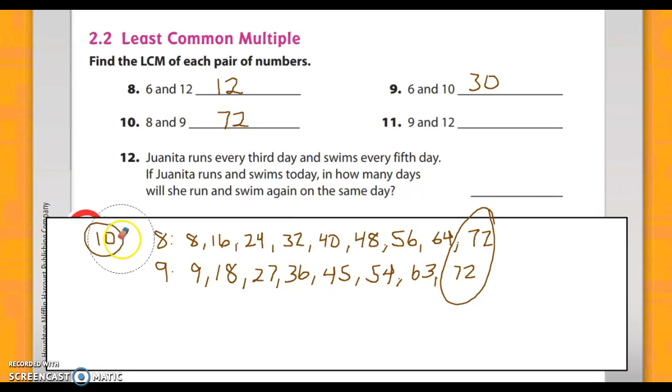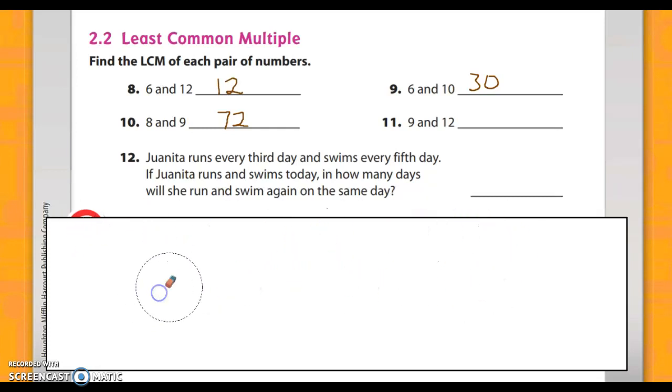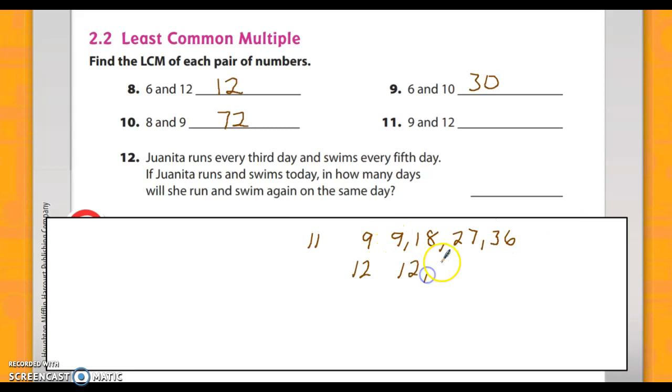All right, last one. On number 11, that one isn't going to be 9 times 12 because 9 and 12 share a factor of 3. So if you list out the multiples of 9, you get 9, 18, I'm sorry, 27, 36. And if you list the multiples of 12, you get 12, 24, 36. And that's our answer. 36 is the LCM of 9 and 12.